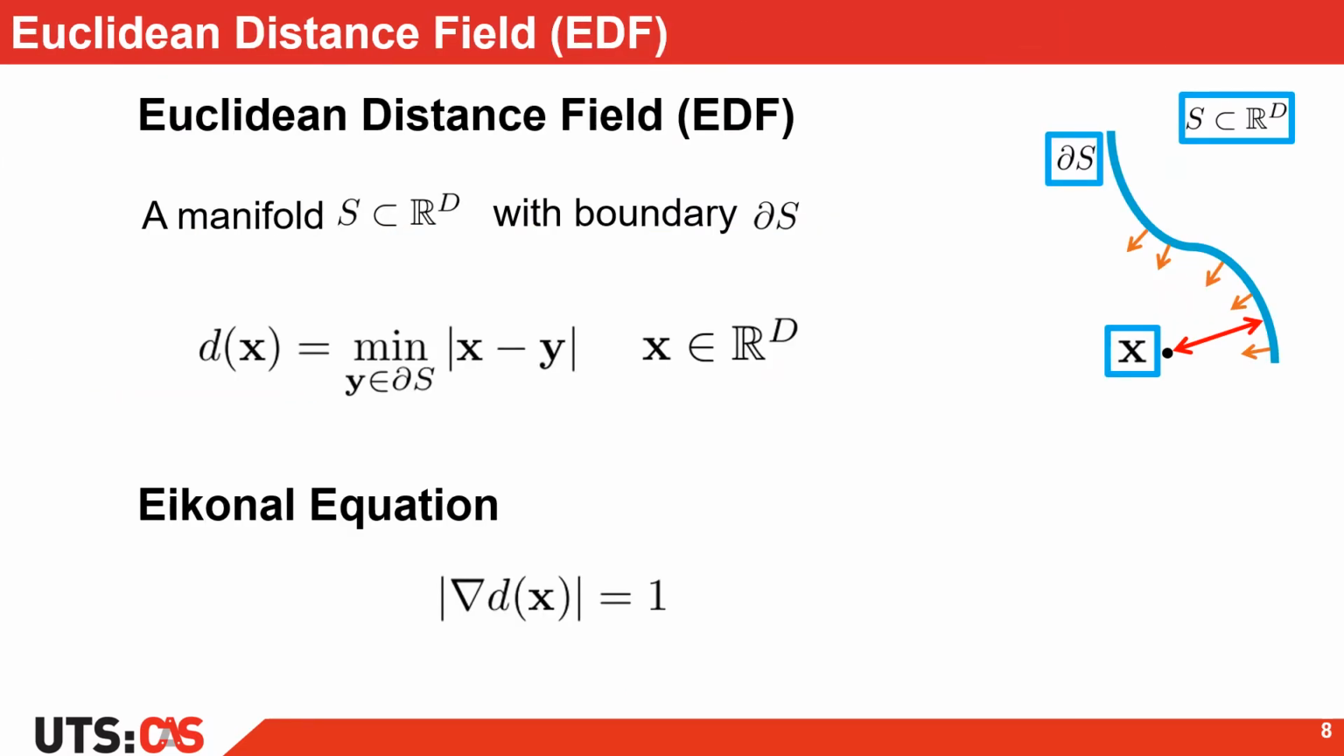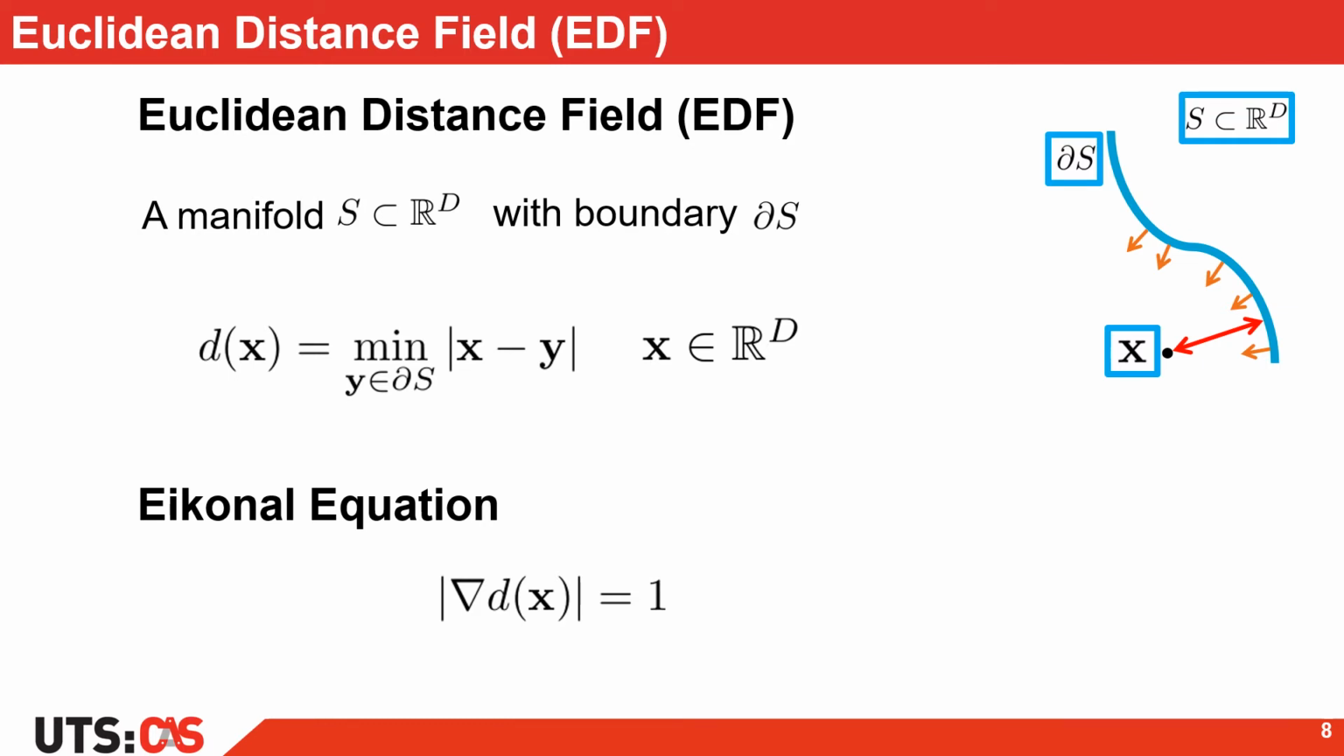So here is some background knowledge about Euclidean distance and the eikonal equation. Consider a manifold S in d dimensions with boundary partial S. The orientation is given by the normal n. For all x in d dimensions, we denote the Euclidean distance field as d(x), which means the closest distance to the boundary partial S. I will call it EDF when we talk about the whole field. Consider the boundary partial S moving in the normal direction with unit speed; then the arrival time will be equal to the distance d(x). This intuition is captured by the eikonal equation.